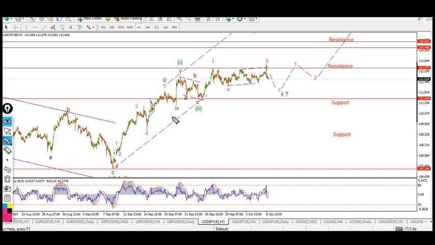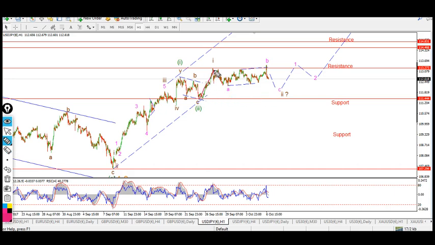So, okay. Dollar yen, this has been updated throughout the week as well. I moved to the alternate labeling on, was it Thursday or Friday? I can't remember. I think it fits the structure a little bit better. We had this extended sideways correction, which didn't really fit with the lower degree labeling that I had on it. So right now, you might even argue that there's a higher degree impulse wave happening here, but I think right now we're in the ballpark of what's actually happening.